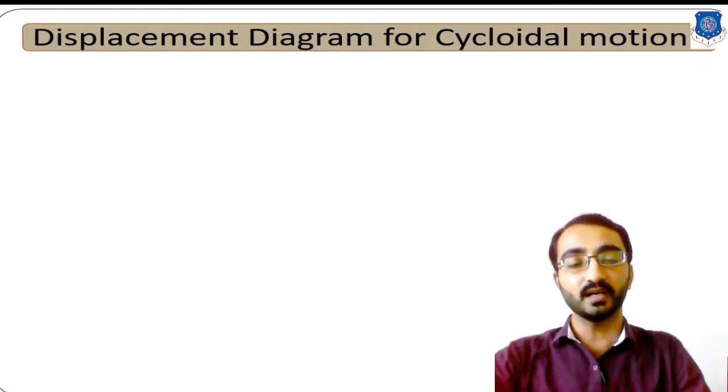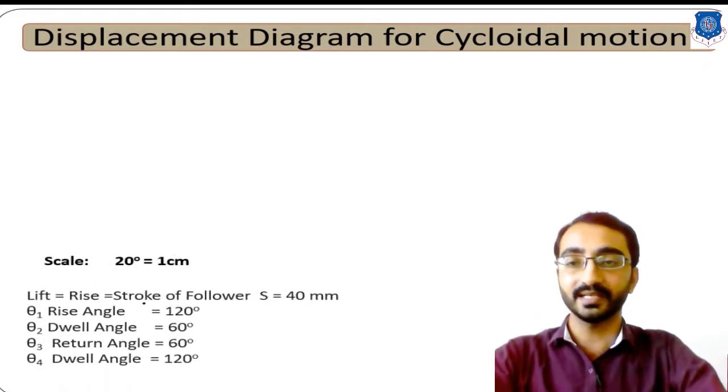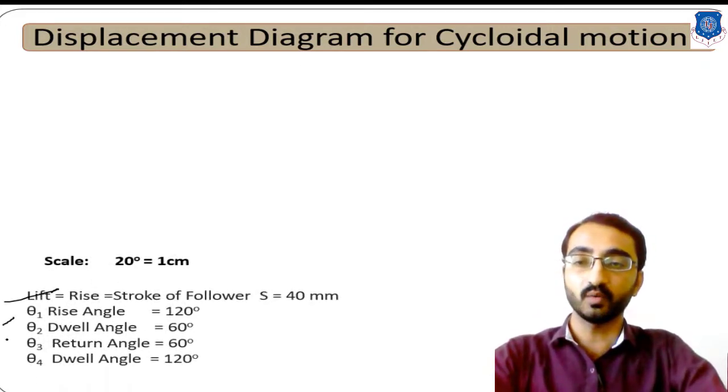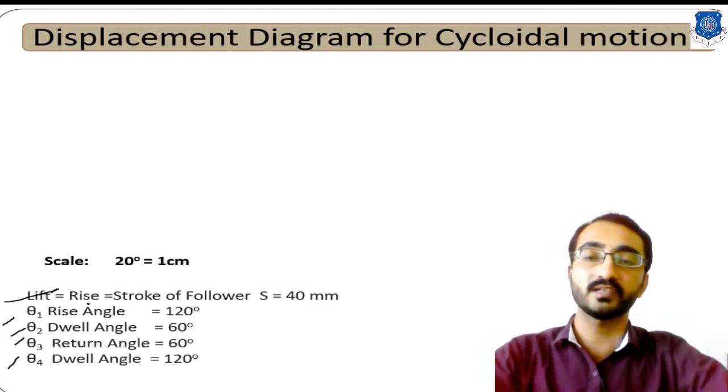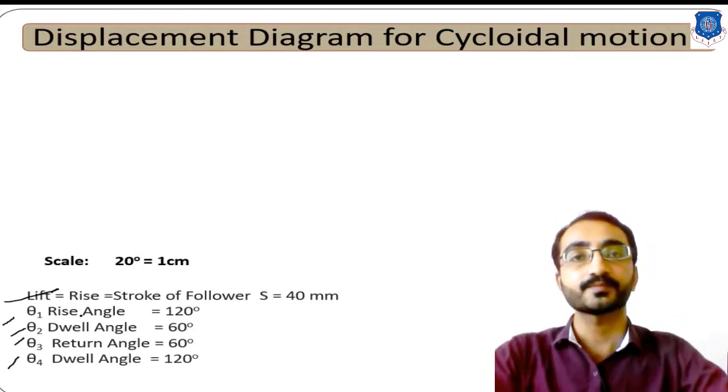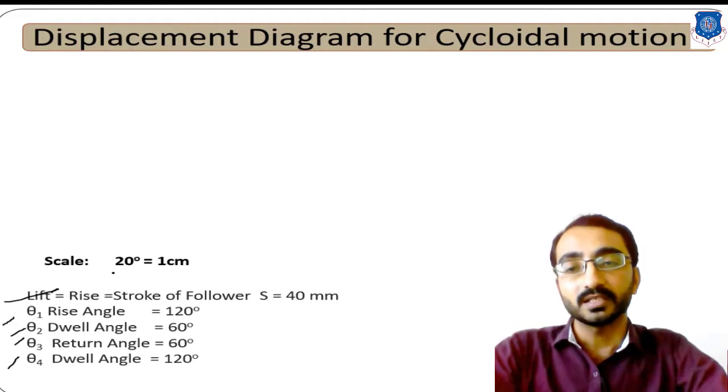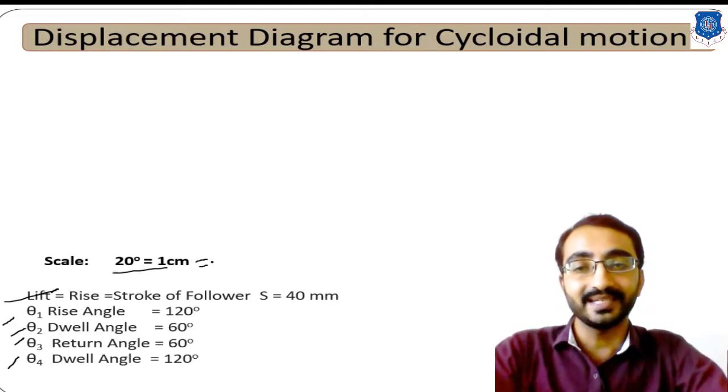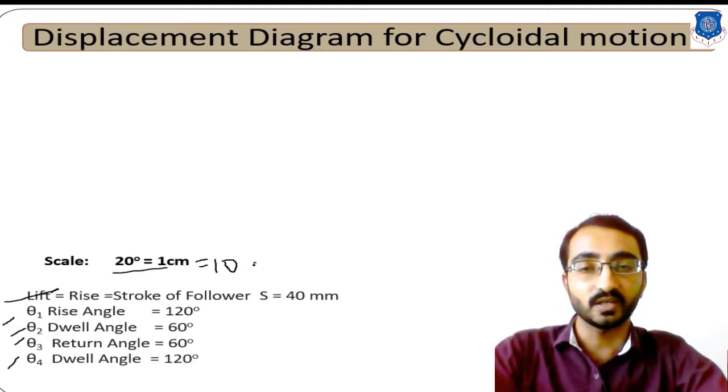Now we are aware that we have to consider this basic data, that is the stroke and theta 1, 2, 3, 4, that is the 4 phases of one rotation of the cam, and 20 degrees is equal to 1 centimeter, or we can say 10 mm as your scale.